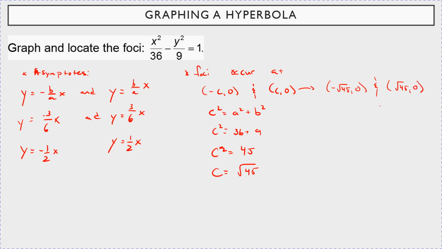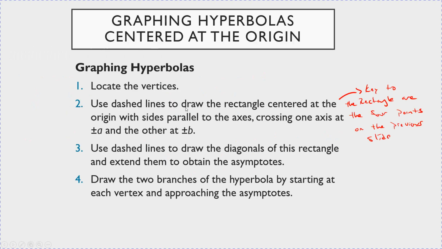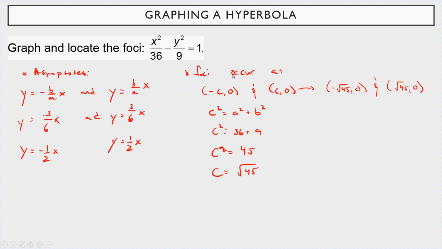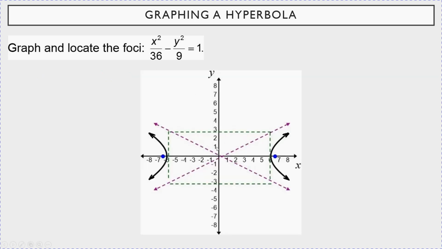All right. Now we're ready to graph this. These key points right here, negative 6 comma 0, 6 comma 0, 0 comma negative 3, and 0 comma 3, are going to help us sketch this rectangle. And then from there, you're going to notice it's going to fall right into place. What I have here in the slides is the graph sketched. But I'm going to show you how to do this by hand.